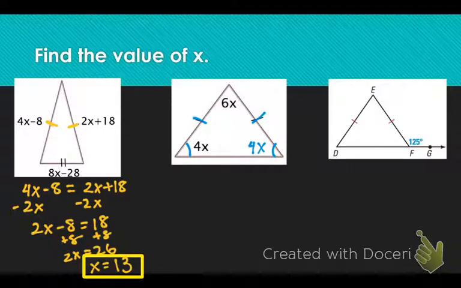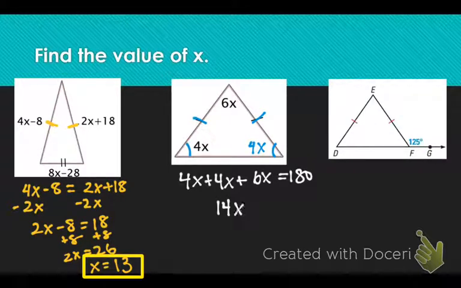They're angles. So what do we know about the 3 angles in a triangle? They add up and they equal 180. So 4x plus 4x plus 6x equals 180. What's 4 plus 4 plus 6? 14. We are going to get a decimal. We're actually going to round to the hundredths. That's 2 decimal places. So what will we get? 12.86.